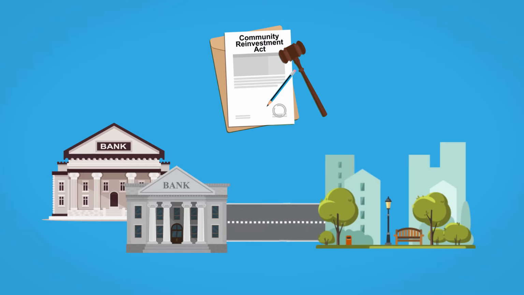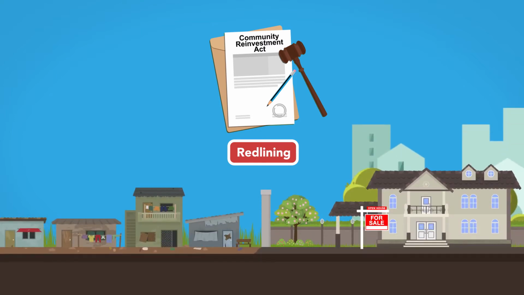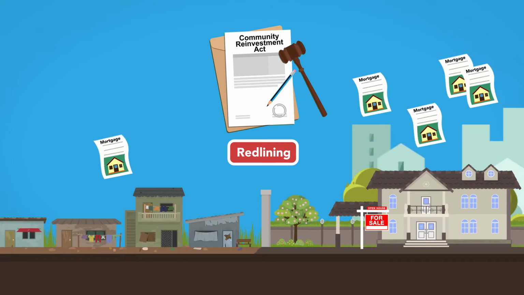The equal opportunity measures included in the Community Reinvestment Act were targeted at eliminating the practice of redlining, which occurs when lenders offer more home loans in neighborhoods that are characterized by certain income, racial, or ethnic demographics.